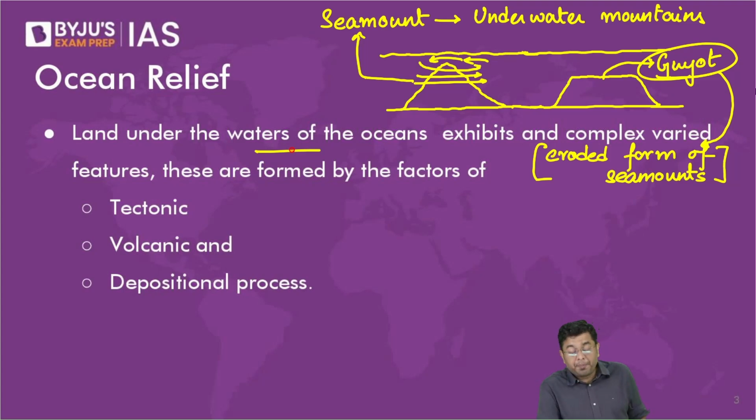Okay. Now, land under the waters of the oceans exhibits complex and varied features, and most of these features are created by the factor of tectonic movement or by the volcanic activities, or even by the erosional and depositional process. It is these processes which end up influencing the type of landform.